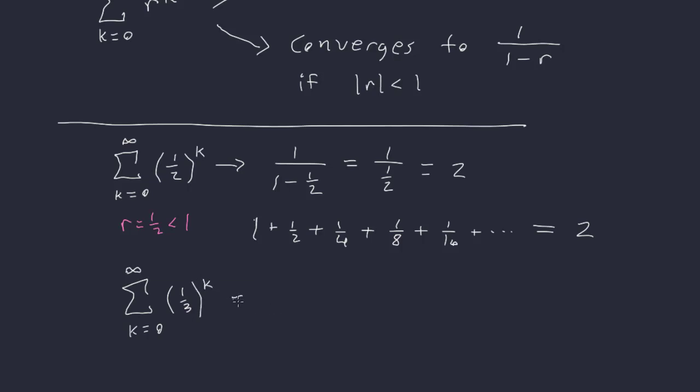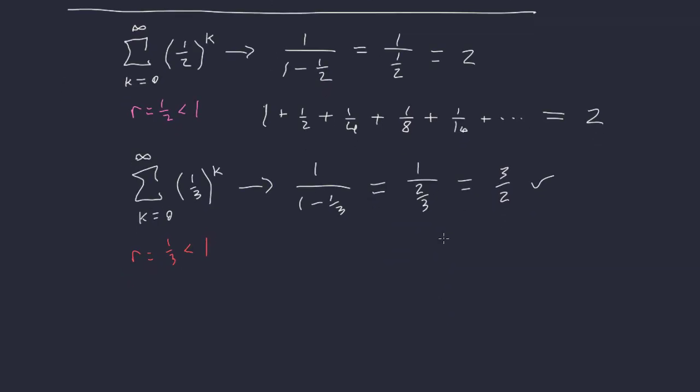Well, here our r is 1/3, which is less than 1. So that was the second series we considered. So this should converge to 1 over 1 minus 1/3. So that will be 1 over, well, 1 minus 1/3 is 2/3. So this will converge to 3/2. Okay, and it's that straightforward. I like geometric series because they're pretty easy to deal with.